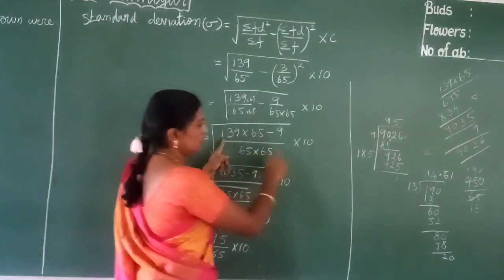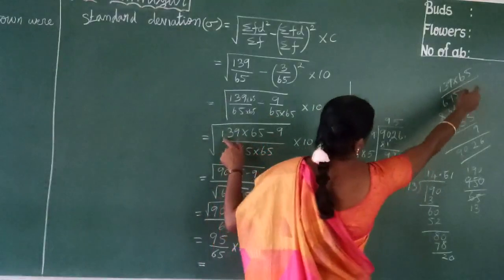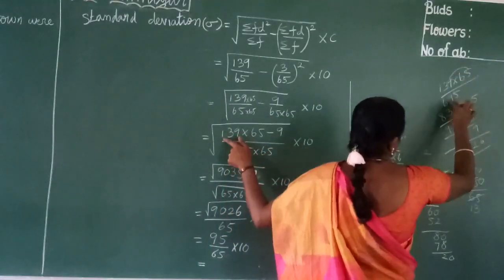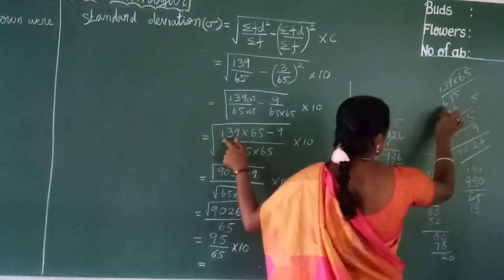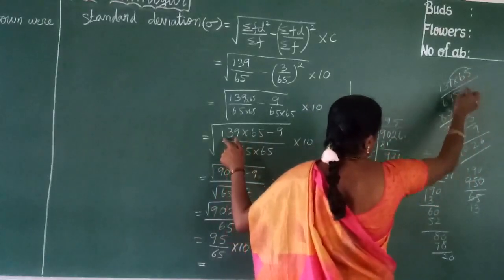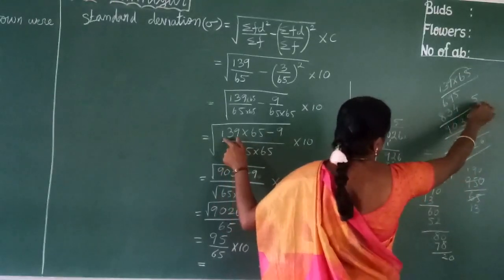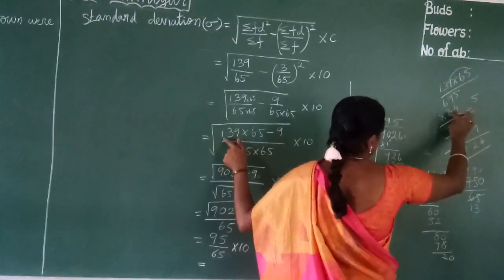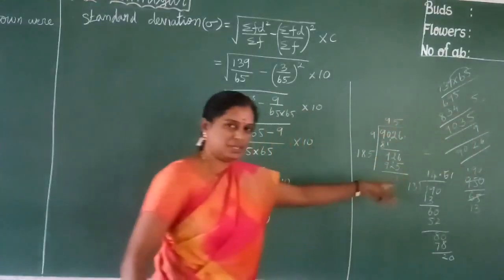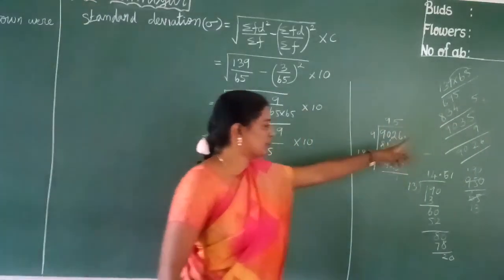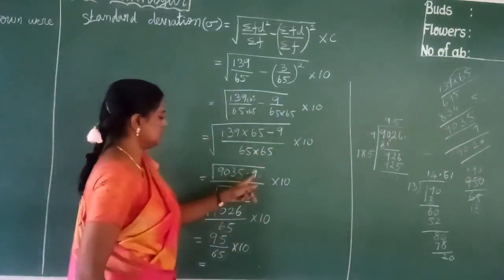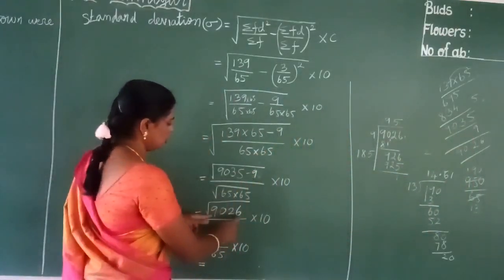139 into 65, multiply. 5 9s are 45, remainder 4. 5 3s are 15 plus 4, 19, remainder 1. 5 1s are 5 plus 1, 6. So 695. Next, 6 9s are 54, plus 4, 58, remainder 5. 6 3s are 18 plus 5, 23, remainder 2. 6 1s are 6 plus 2, 8. So ordinary multiplications, you multiply in the column. We get the answer 9035. 9035 minus 9, we get 9026.